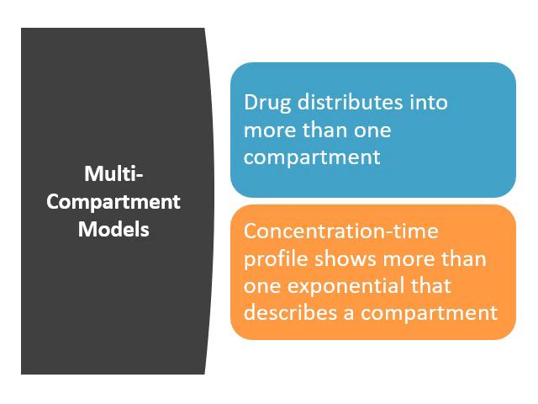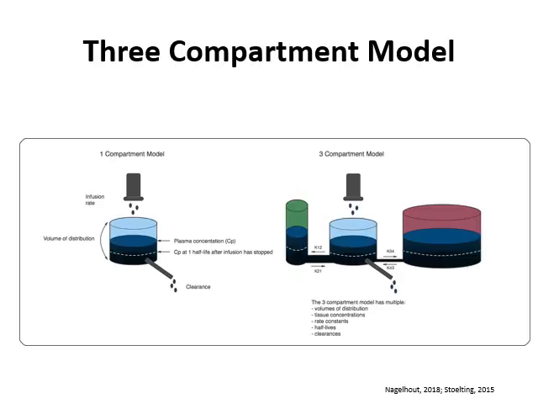The concentration-time profile shows more than one exponential, each describing a compartment. And this multi-compartment model is more applicable to the human body and how our drugs move throughout the compartments. In this model, the three-compartment model, the volumes are predictably identified as V1 through V3.